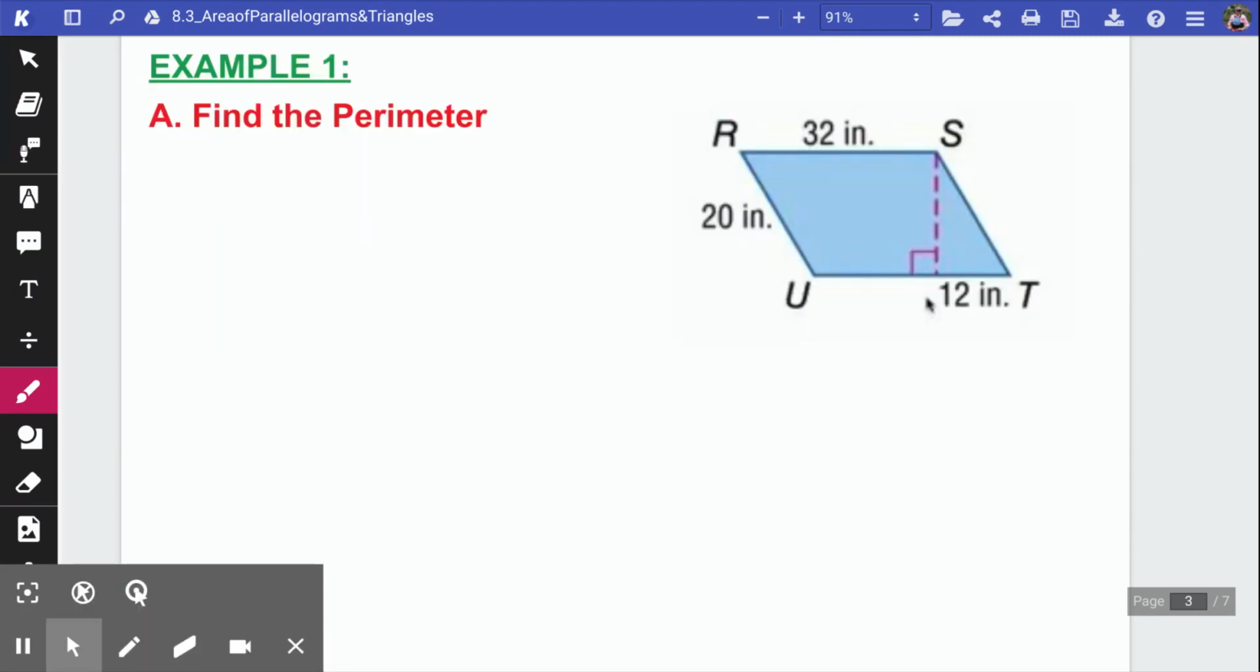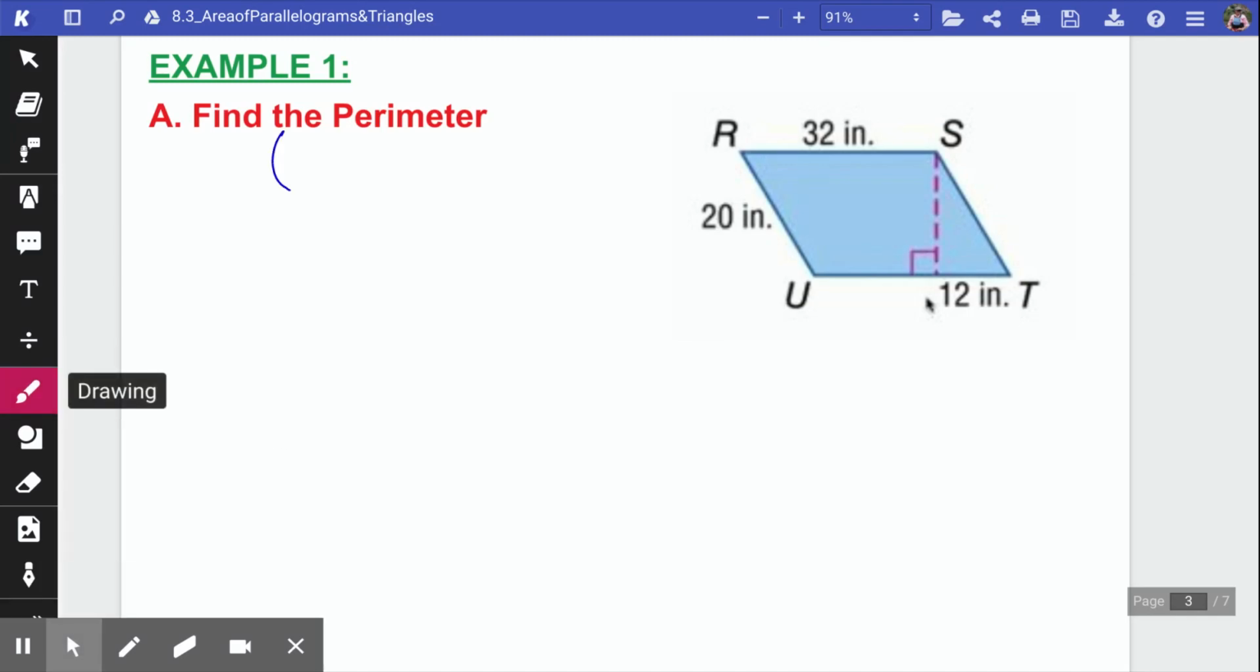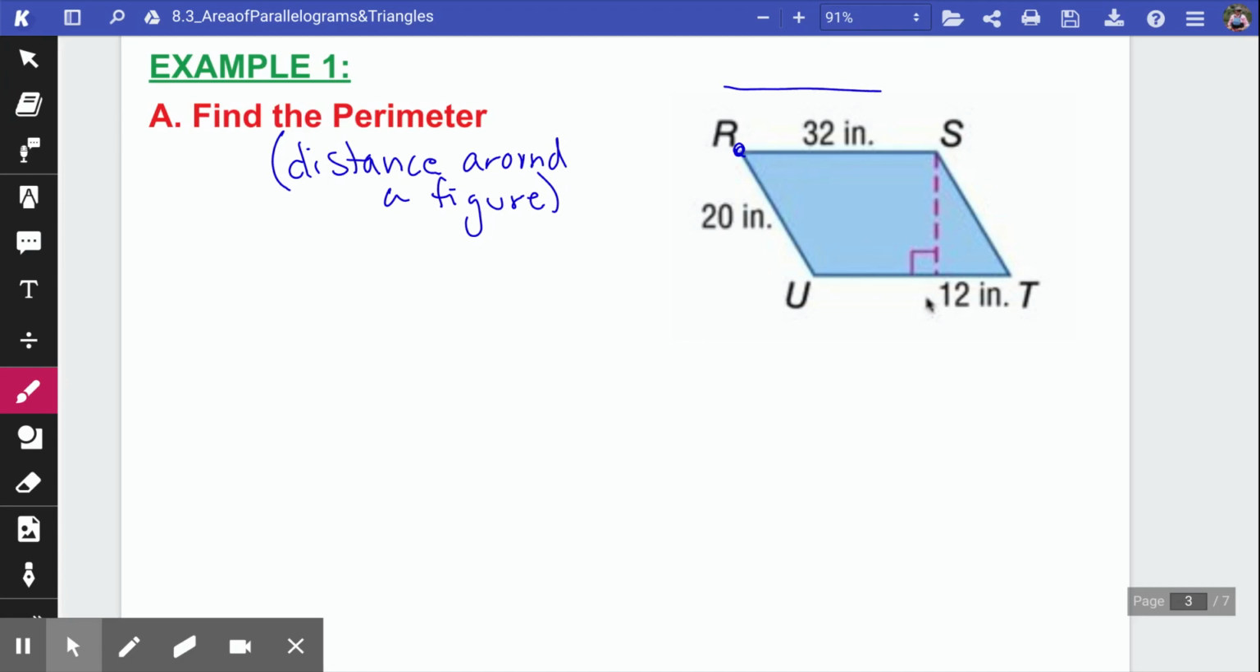So in this problem, we're going to find the perimeter, and we should recall that the perimeter is the distance around a figure. So what would be the distance that I walked if I started at R, walked to S, down to T, over to U, and back up to R? That's what I'm trying to find when I talk about the perimeter.